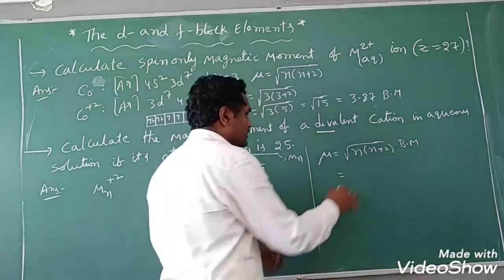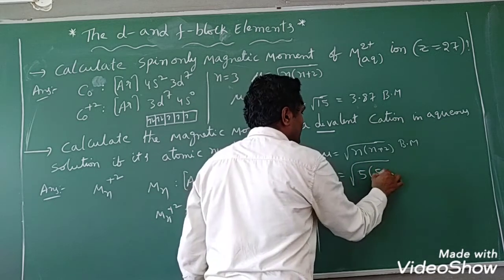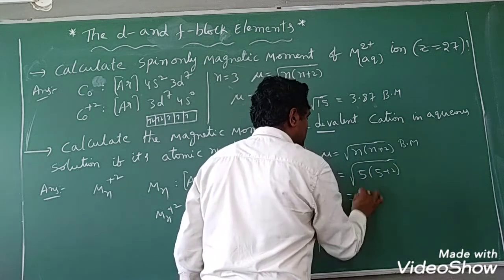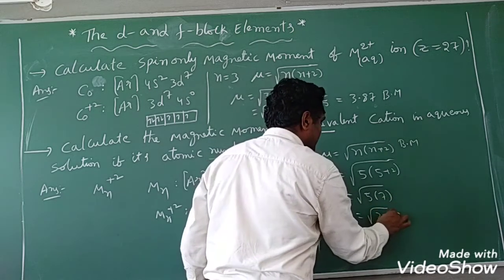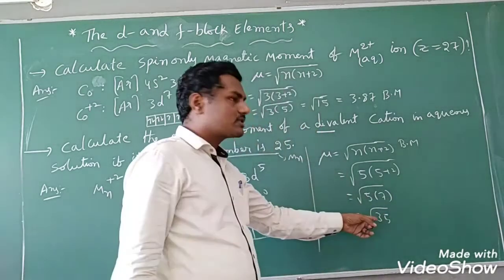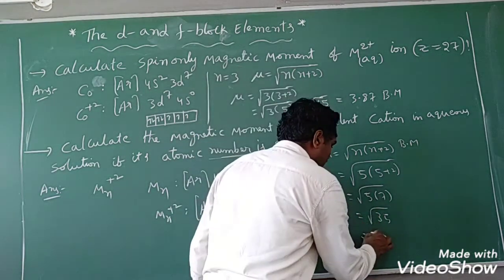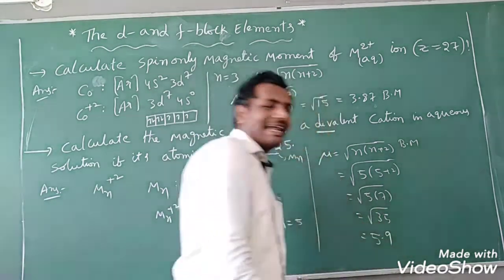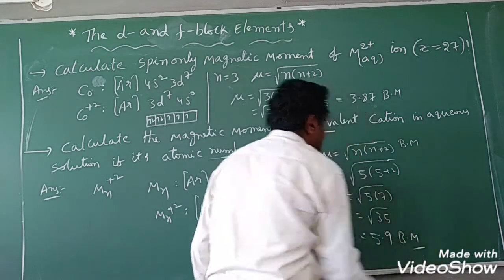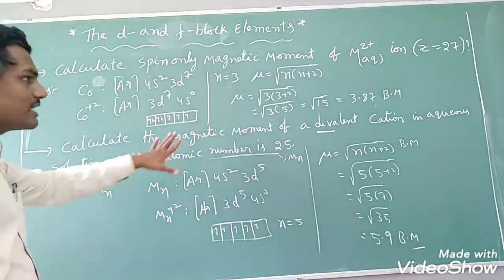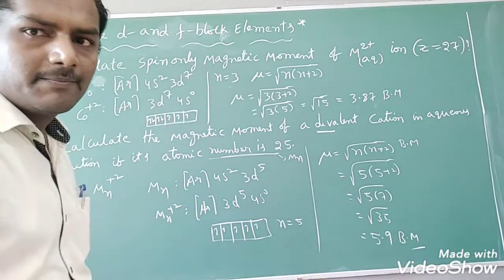So n value 5 we can substitute here. Square root of 5 into 5 plus 2, right? Square root of 5 into 7. 7 5s are 35, so this is almost near to 6. 6 6s are 36, right? So that's why we will get almost 5.9 Bohr magneton. 5.9 Bohr magneton, this is the correct answer, students. Like this, they are asking the question for 2 marks. Very, very important model this is. Okay.